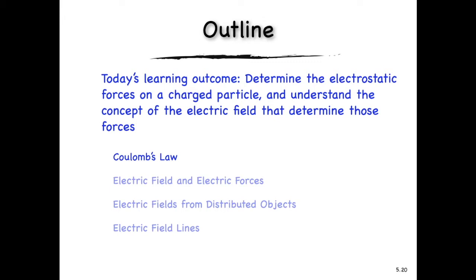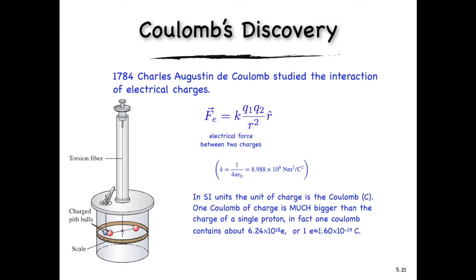And then what we're going to do is abstract away the charge that's feeling that force and try to understand what the distribution of charges around it does to produce something that will move the charge. So that's the electric field. So that's where we're going. And to start with, we can describe the force on a charged object using Coulomb's law, shown here.